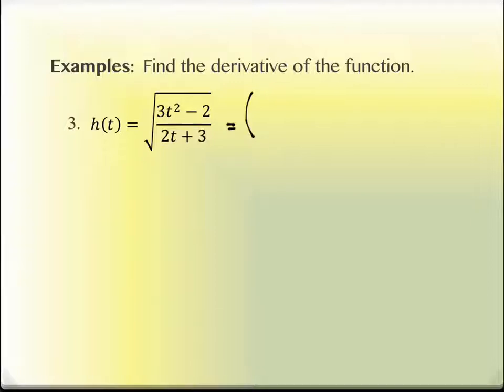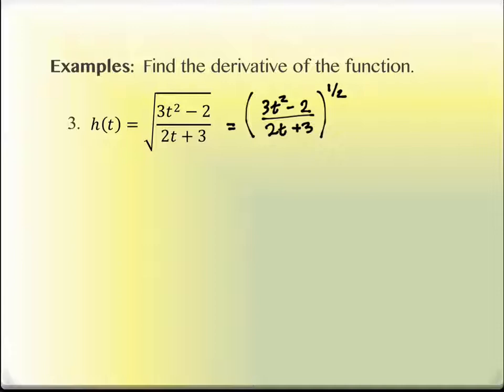So one way to do this is to simply write everything that's underneath the radical to the power 1/2. So I have 3t squared minus 2 over 2t plus 3, and it's all raised to the power 1/2. Okay? So this is one way to do the problem, and this is the way we're going to actually do this particular problem. And then I'll show you another way you could have thought of it.